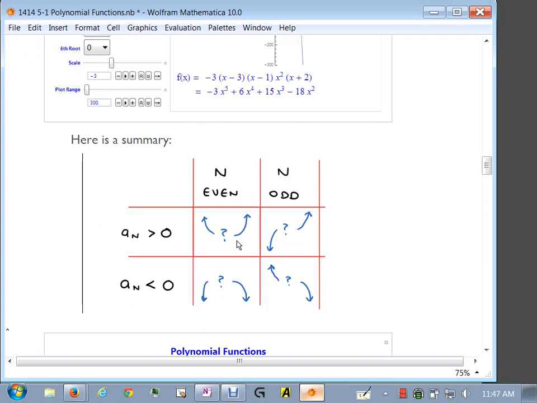So here's the idea. If the degree, the n, is even, then one of these two things is going to happen. Anytime you have an even-powered polynomial, even degree, you're either going to have both sides up or both sides down. Now notice I have a question mark in the middle. The question mark is because the end behavior has nothing to do with what's happening inside.